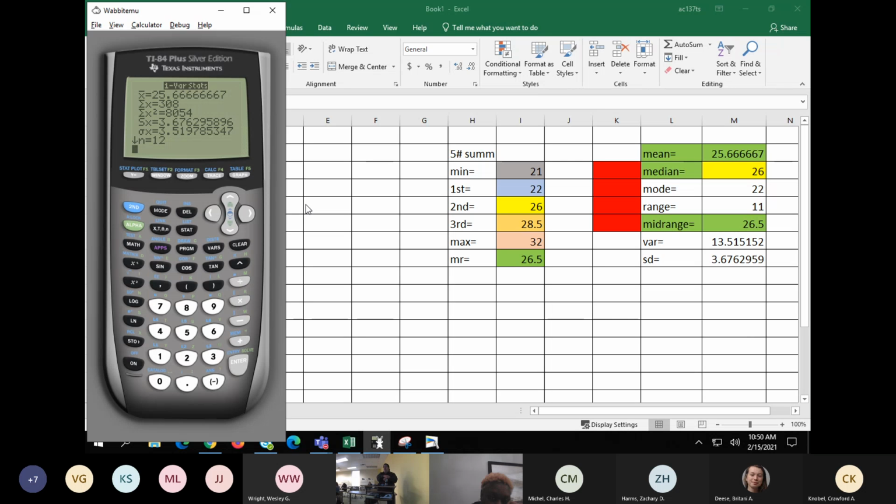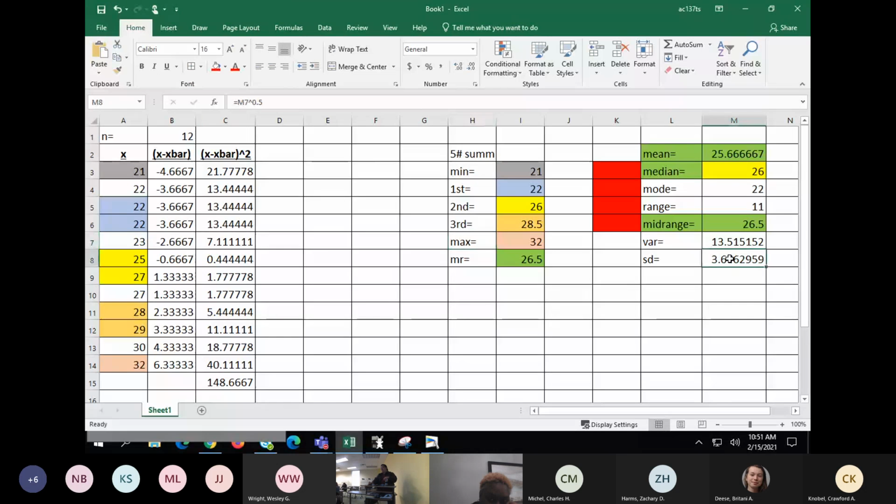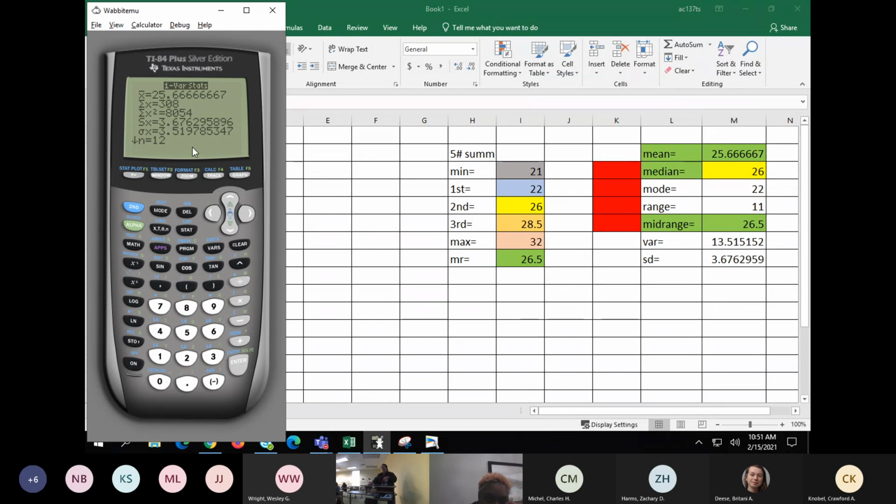SX. Now, I would do a word association with SX, but since a lot of people don't have a sense of humor, I don't do it anymore. So SX is your standard deviation. Look over here. What's my standard deviation with the spreadsheet? 3.676. What's my SX? 3.676.